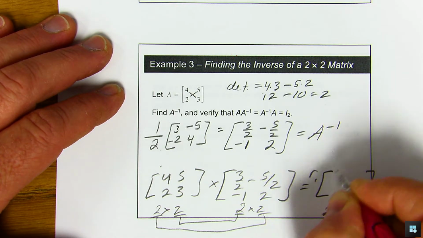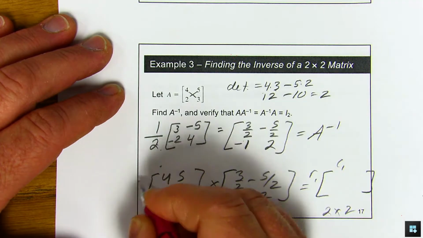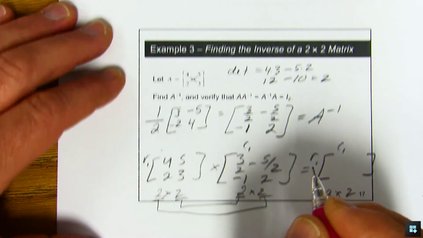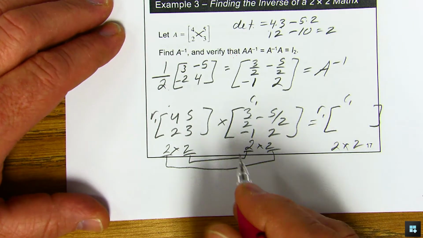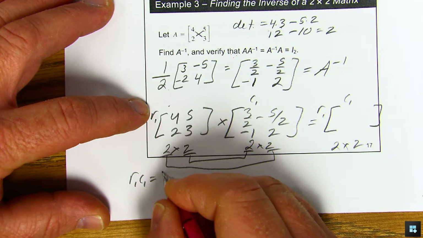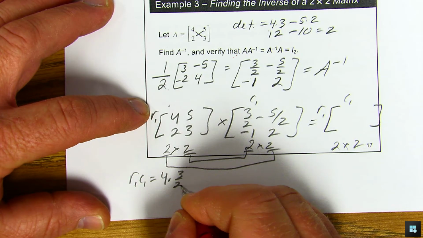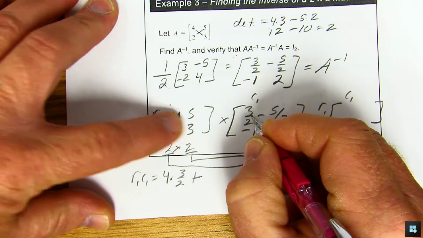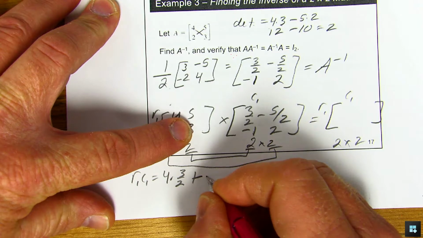To find row 1, column 1, I have to take row 1 times column 1. Okay? So I take 4, so row 1, column 1, it's going to be 4 times 3 over 2 plus, across the left, down with the right, 5 times -1.